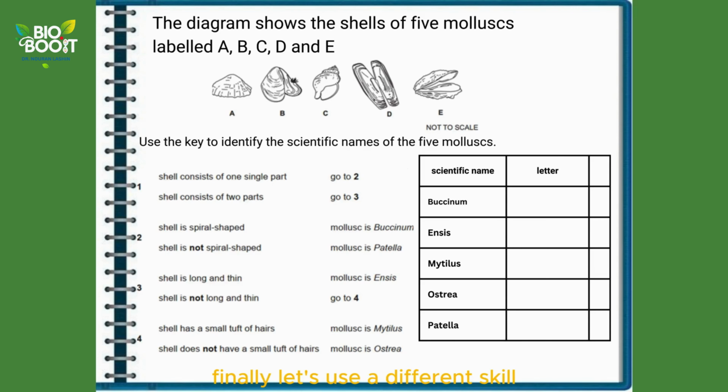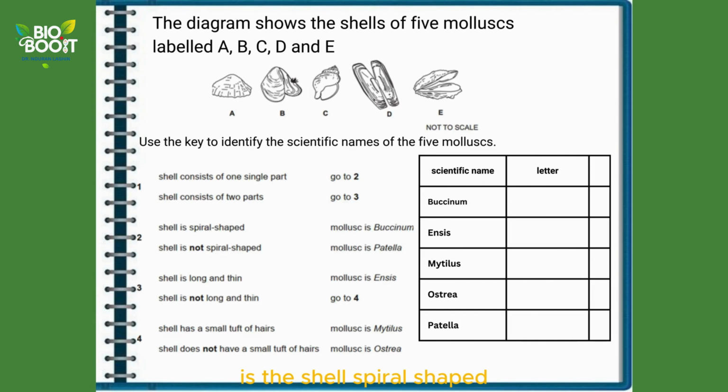Finally, let's use a different skill, a classification key. This is a tool scientists use to identify organisms based on their characteristics. We need to use this key to identify the scientific names of these 5 mollusks, A through E. Let's work through it step by step. First, for each shell we ask, does it consist of one part or two? Looking at the diagram, A and C each look like a single piece, so they go to step 2. B, D, and E are clearly 2 hinged parts, so they go to step 3.